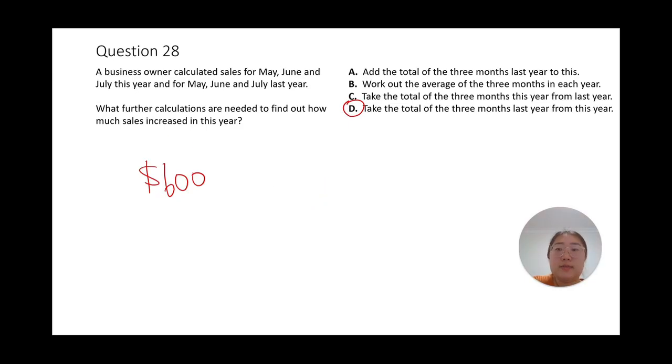C is very similar, but you're going to go the other way around, and you don't calculate increase by that. How much did sales increase in a year? You take this year's amount and last year's amount, and take last year from this year.